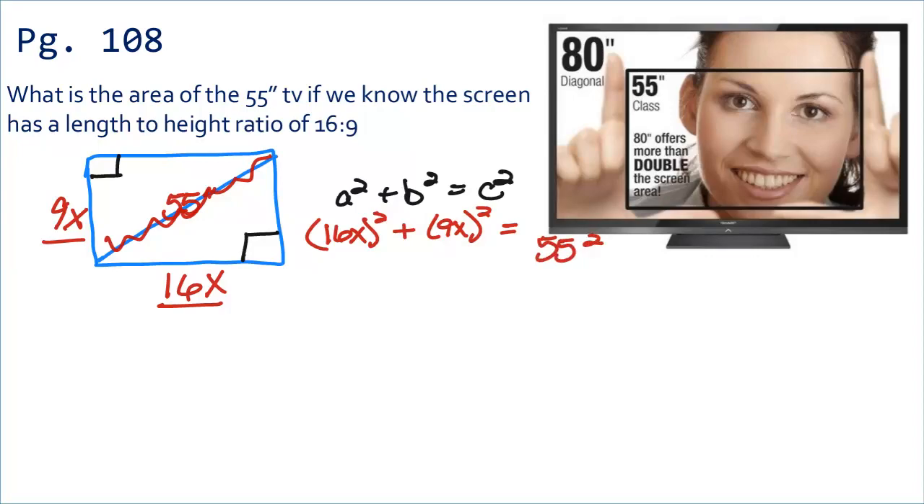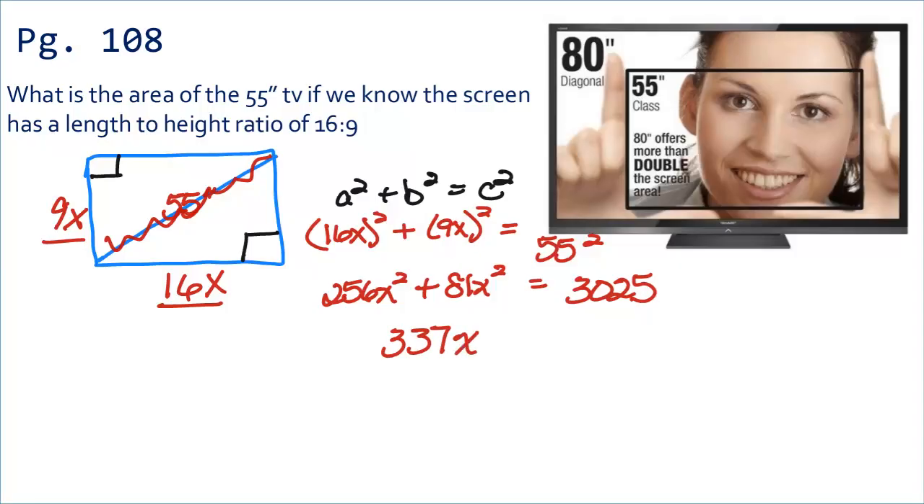55 squared. So we said 16x squared is 256x squared plus 81x squared. I have no idea, what is 55 squared? What is it? 3025. And if I add these, was it 337x squared? Equals 3025.